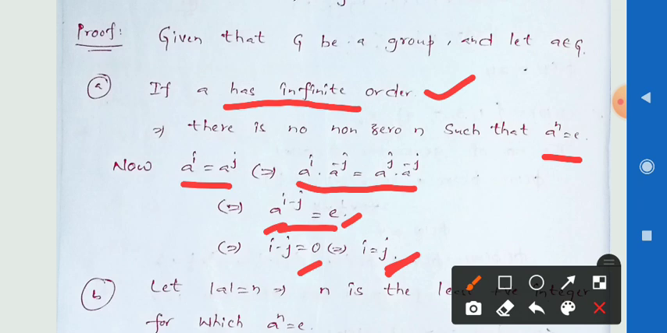Once again, I am repeating. If a has infinite order, a^i is equal to a^j if and only if i is equal to j. If i is equal to j, then we can also show that a^i is equal to a^j. Similarly, if i is equal to j, then i minus j is equal to 0 and a^(i-j) is equal to e, and from this we can show that a^i is equal to a^j.